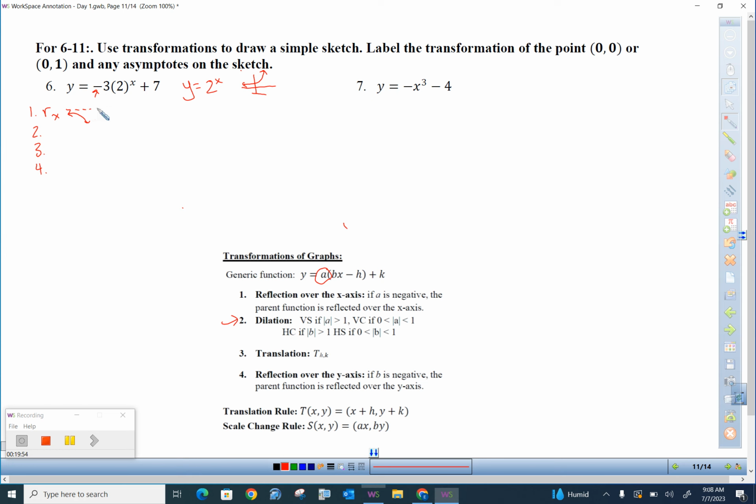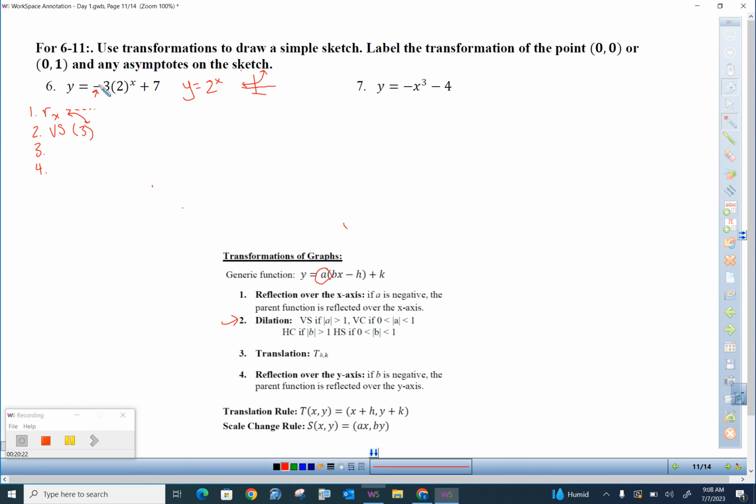Okay, step 2, we're looking for if there's a dilation. So these are numbers that you don't see addition or subtraction with. We have this 3 here, but this 7 is an addition or subtraction, so it'll be in the next step. So it's just this 3. On the outside, that's an A value again, and A occurs with vertical. So what you see is what you get. It's vertically stretched by a factor of 3.